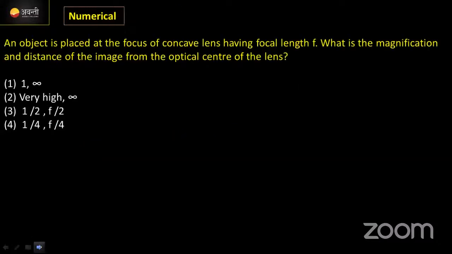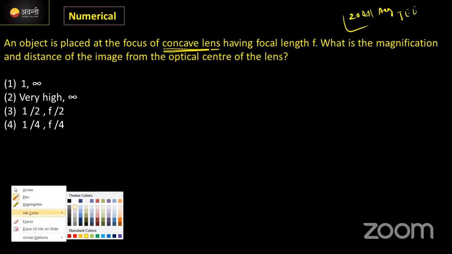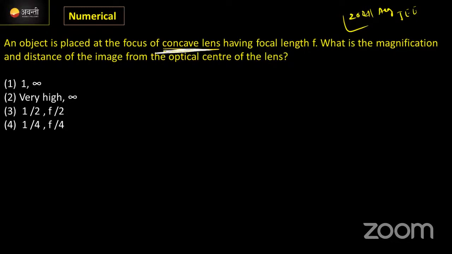Okay. If it is understood, I have one question here. A small question. Let me check who will solve this question. Actually, this is from the August 2021 JEE paper. JEE question, simple. An object is placed at the focus of a concave lens. Concave lens. You need to identify the terms which come under the problem carefully. It's a concave lens where we place the object at the focus, having a focal length f itself. What is the magnification and the distance of the image from the optical center of the lens?